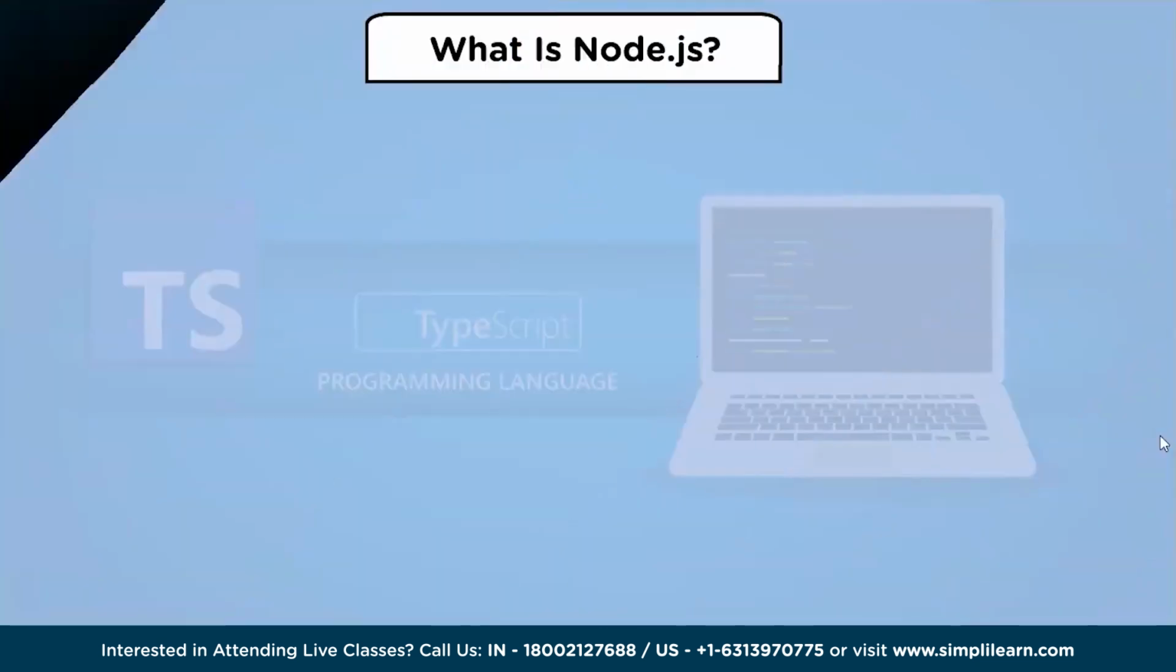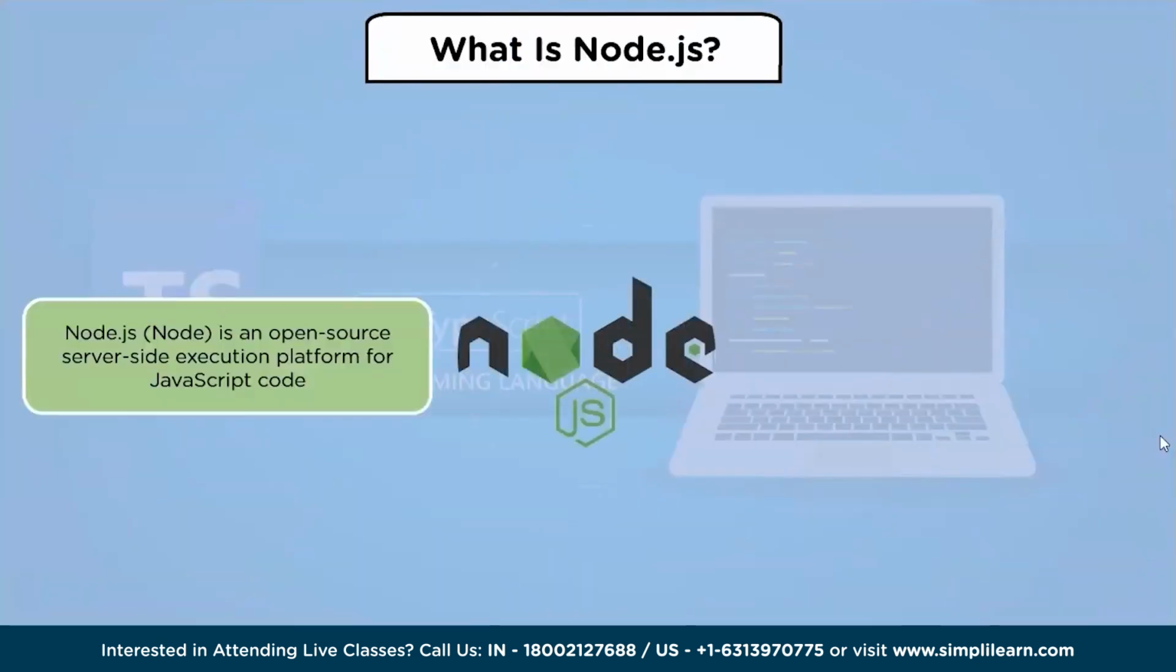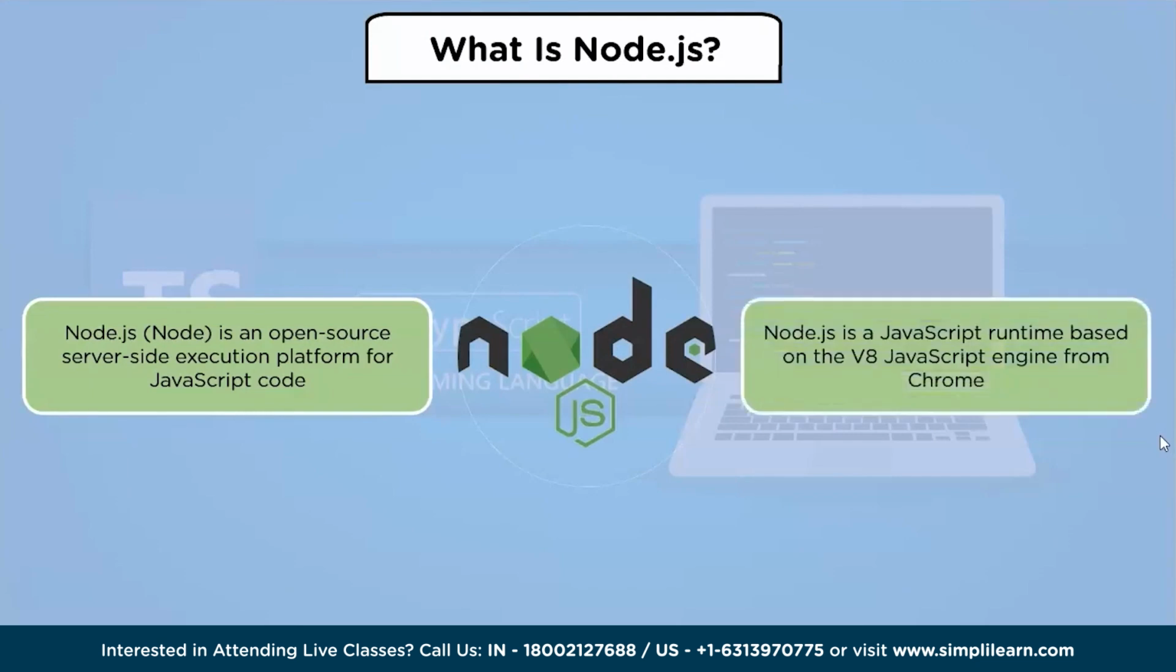What is Node.js? Node.js is an open source server-side execution platform for JavaScript code. Node.js is a JavaScript runtime based on the version 8 JavaScript engine from Chrome. Node is an asynchronous, event-driven JavaScript runtime for building scalable network applications. Although Node.js is excellent for developing server-side apps, it lacks several current features such as type checking. It can also be difficult to manage a Node.js code base.